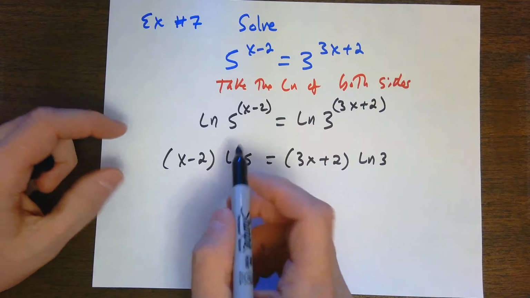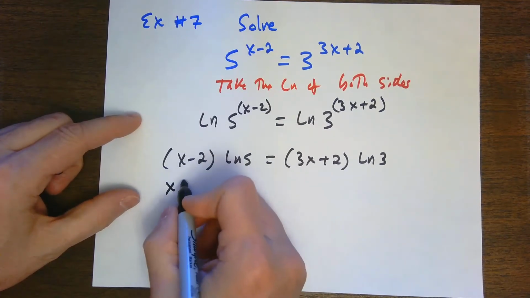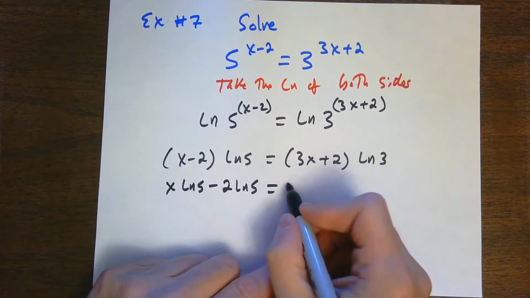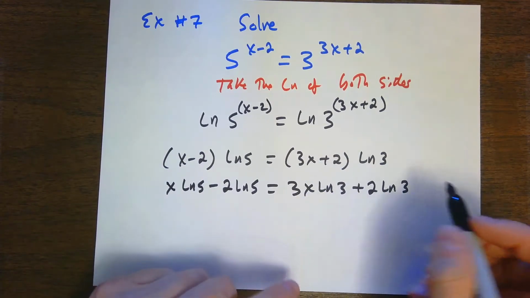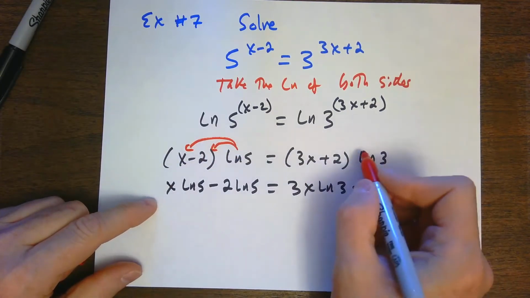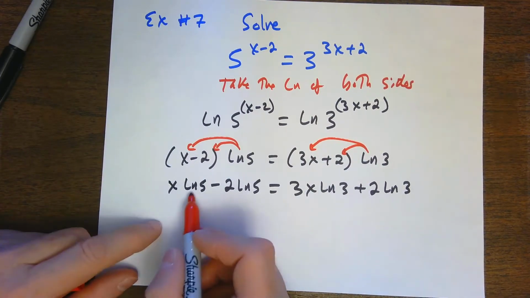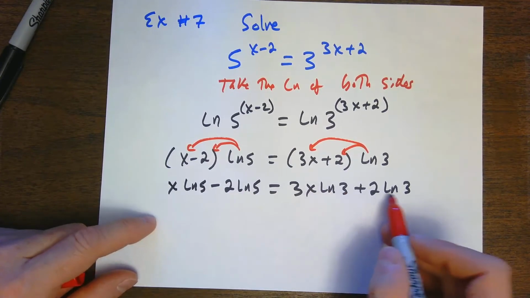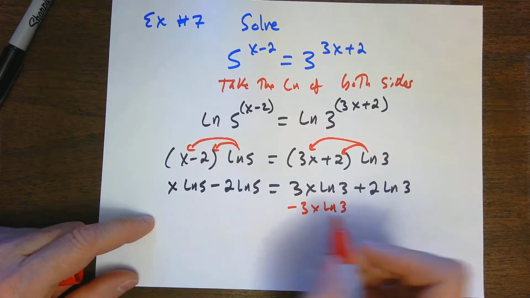Okay, so I'm going to distribute the natural log of 5 in here. And I get x times the natural log of 5 minus 2 times the natural log of 5 equals 3x times the natural log of 3 plus 2 times the natural log of 3. I distributed the natural log of 5 and the natural log of 3. Remember, the natural log of 5 is just some number. This is a number with a variable. This is just a number. This is a number with a variable. This is just a number. I'm going to get this term. I'm going to subtract this term from both sides.